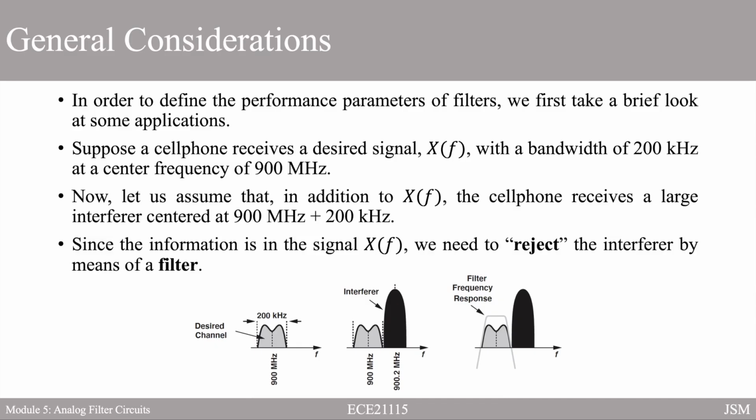So let's start. So para maintindihan natin kung paano ba gumagana ang isang filter, we need to find an application po. So one of the application is in communications, especially in cell phone receivers. So let's say we have a cell phone that receives a desired signal X of f. So take note, our desired signal is denoted by X of f. It means that we represent our signal in the frequency domain.